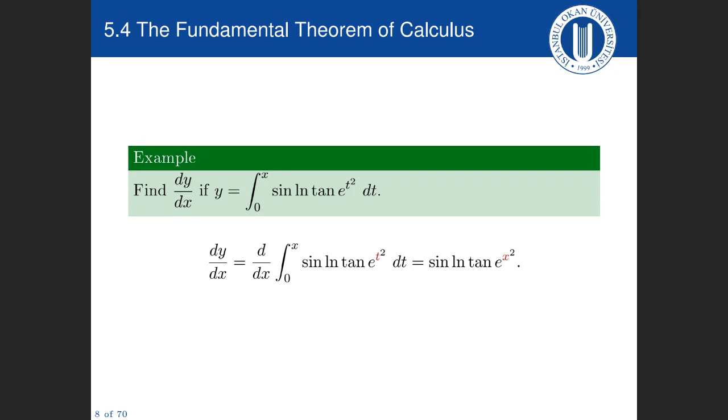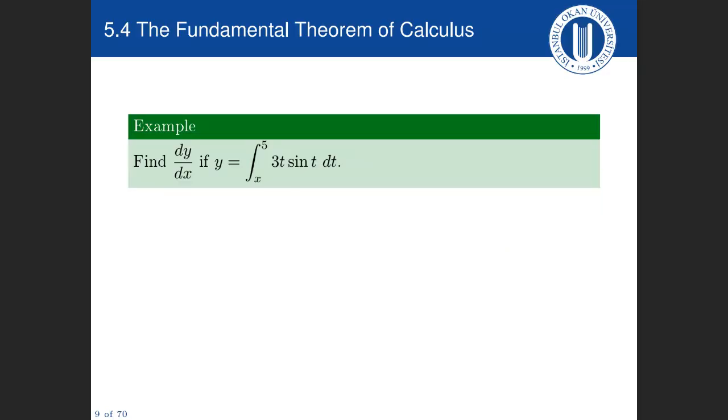Now let's make this a little bit harder. Why is this different? This is different because x is now the lower limit. Find dy/dx if y is the integral from x to 5 of 3t sine t dt. Well, we can only do what we were doing before if we had the x at the top, but we don't have that. We have the x as the lower limit.